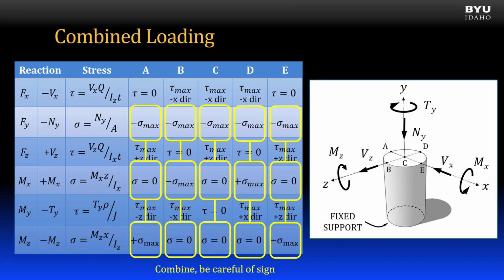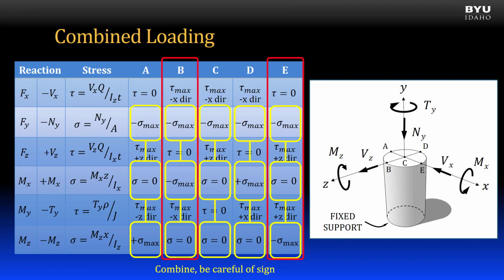Now, using the principle of superposition, the normal stresses at each point can be combined. The normal stresses are all acting perpendicular to the cross-section in the y direction, so they can be directly combined. Just be careful to include the sign, tension or compression.